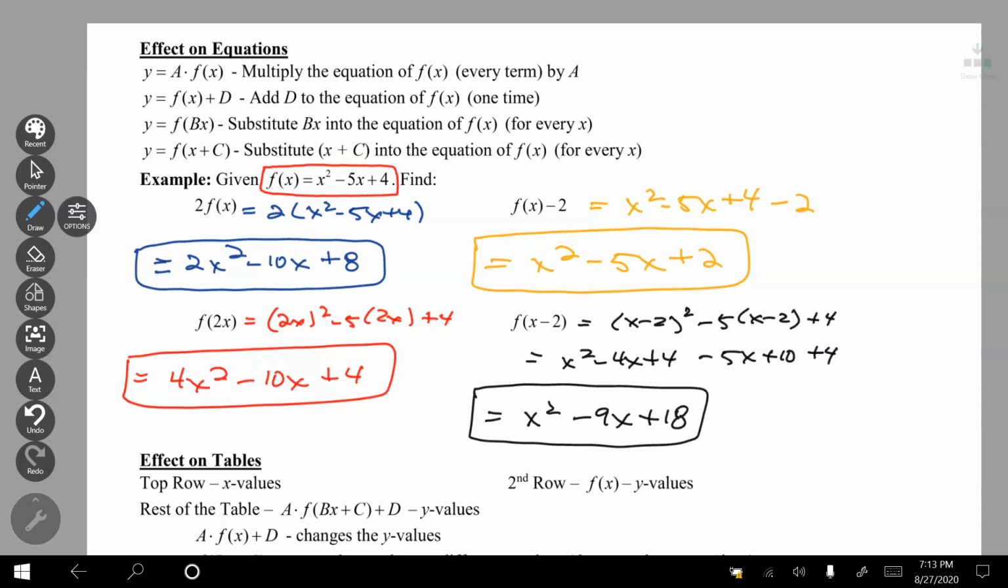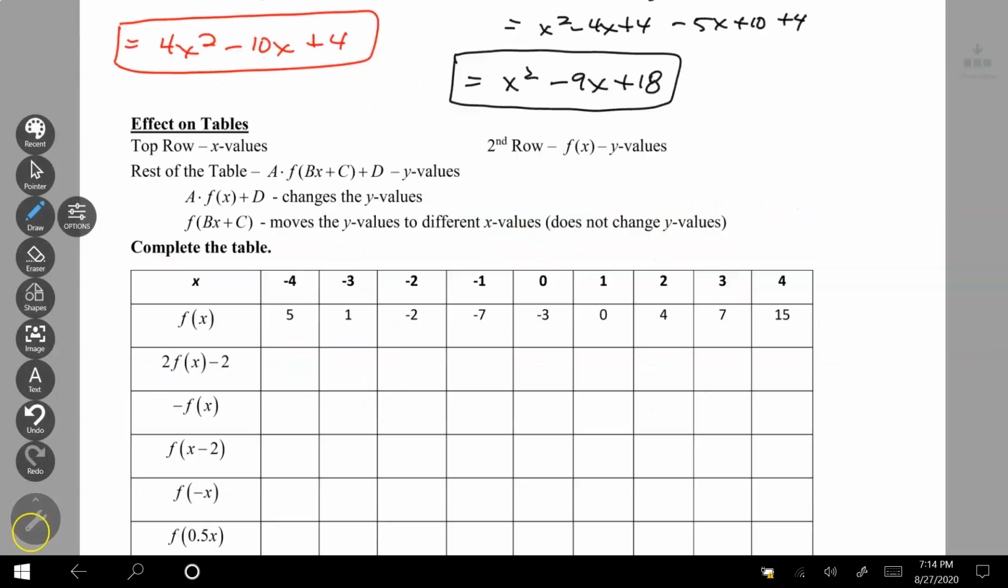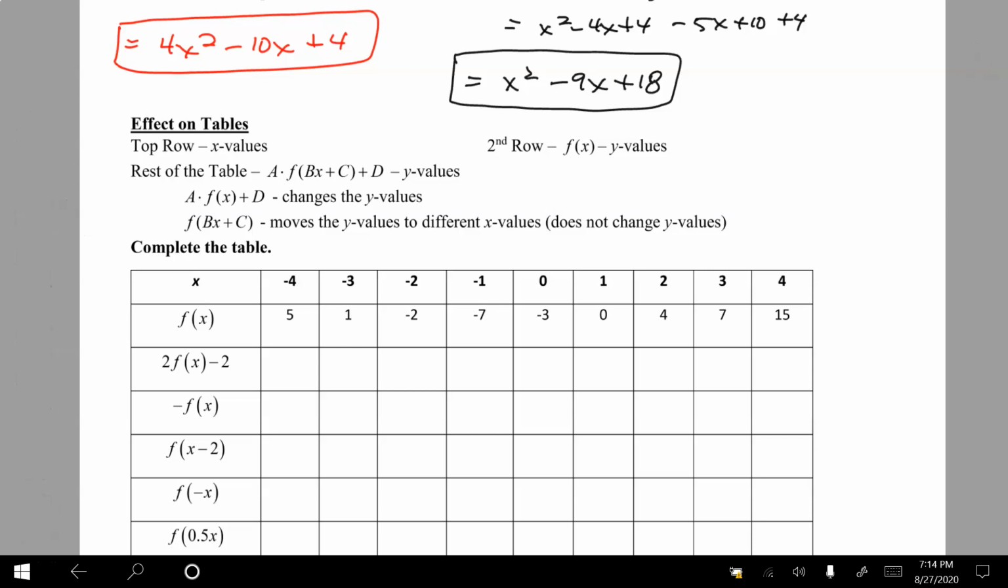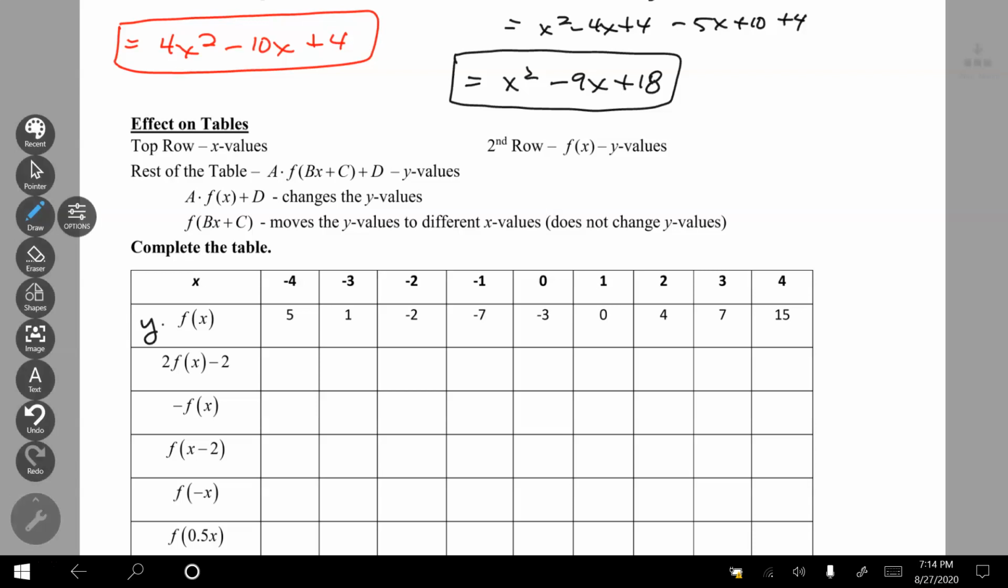Now we're going to look at manipulating tables. So manipulating the table, you have to realize what you have. X is the top row. Those are the input values. The second row, f of x, are the output or the y values. And the rest of the table is really all y values.